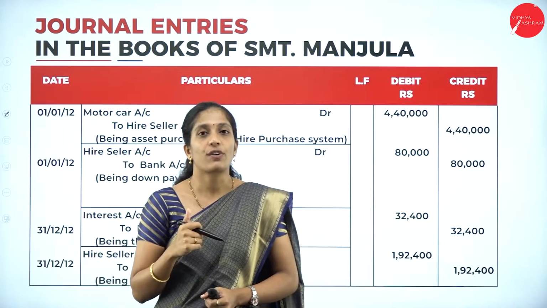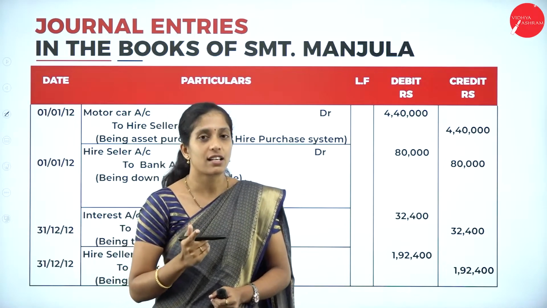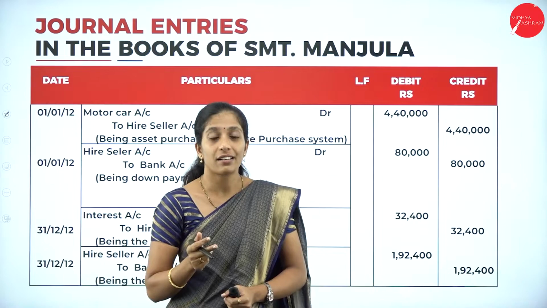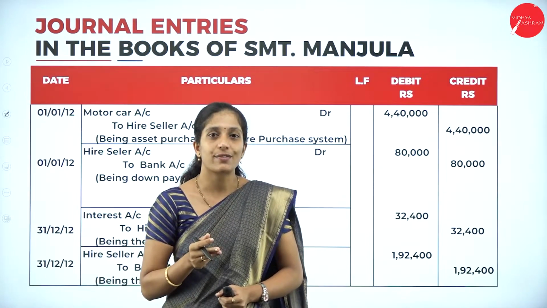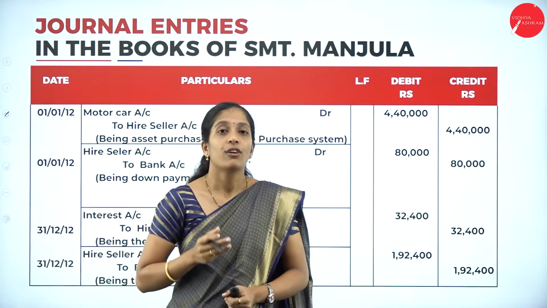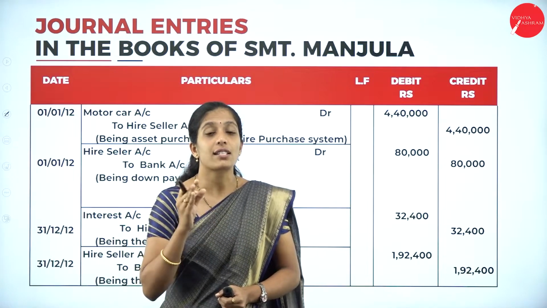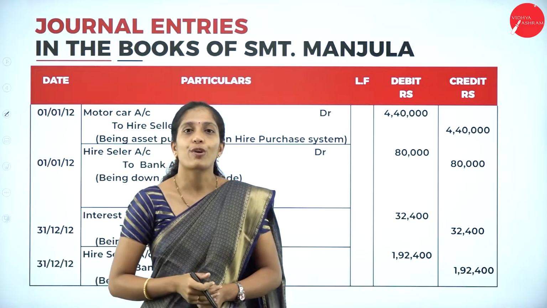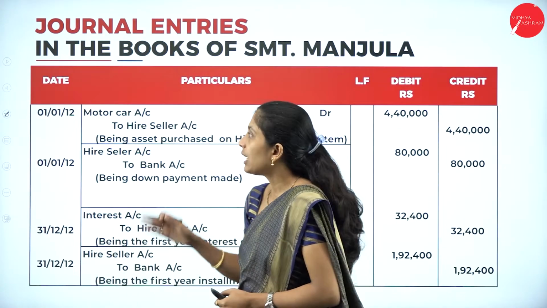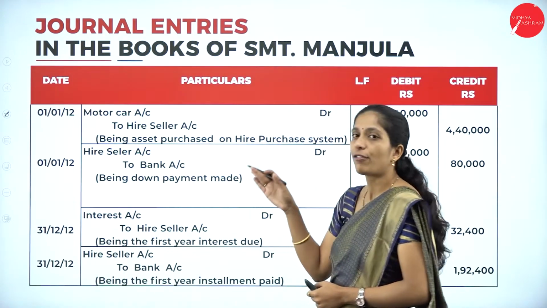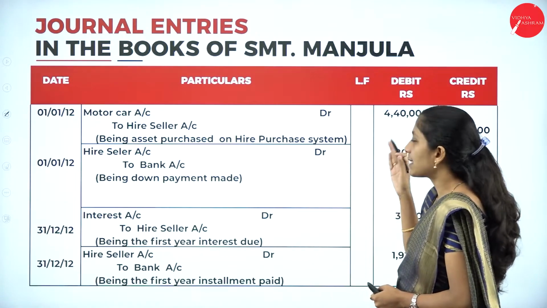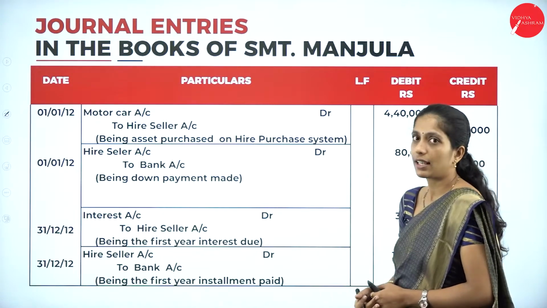So first entry is for purchasing of asset, second entry is for making down payment, third entry is for interest due, fourth entry is for installment paid, fifth entry is for depreciation charged, sixth entry is for interest and depreciation transfer to profit and loss account. Now go through the first entry. So you know the format of journal: date, particular, ledger folio, debit and credit.